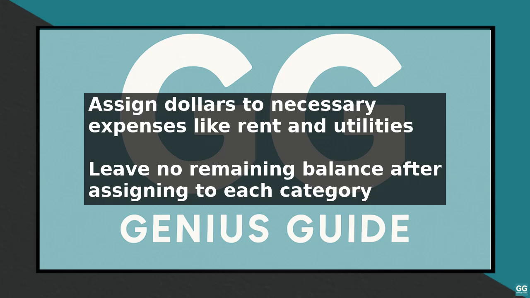After assigning dollars to your necessary expenses, move on to your discretionary spending, such as entertainment, hobbies, and savings. Be sure to prioritize your goals, such as paying off debt or building an emergency fund. As you continue to assign dollars to each category, your remaining balance should be zero. This ensures that you have accounted for every single dollar of your income, leaving no room for unnecessary expenses or financial waste.